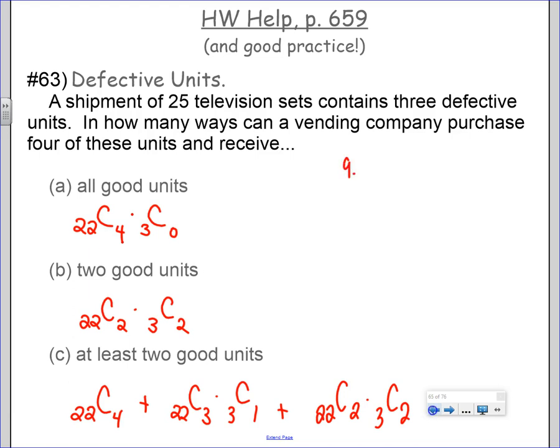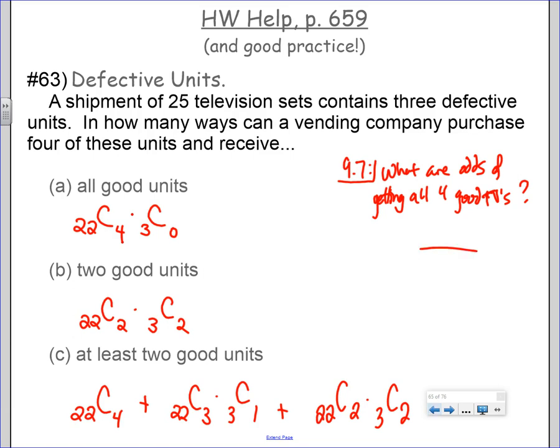Section 9.7 says, what are the odds, or what are the chances of getting all 4 good TVs? And as soon as we have odds, we now need to make a fraction. We need to say, okay, there are that many different ways of getting all 4, but how many total ways are there of just getting 4 TVs in general? That was of getting 4 good ones. How many groupings are there of 4 just total?